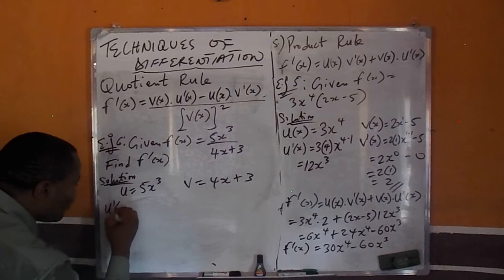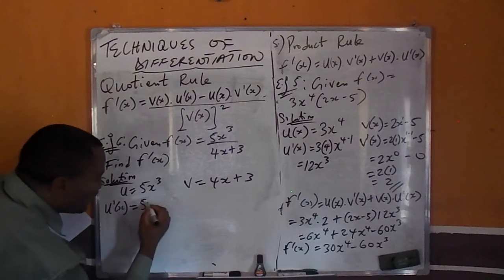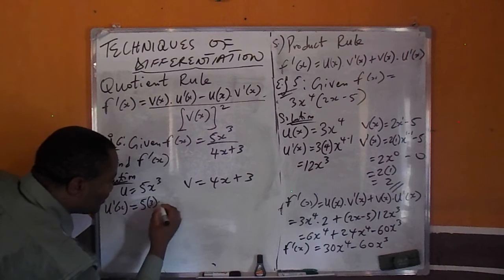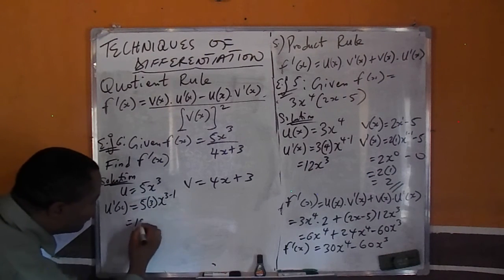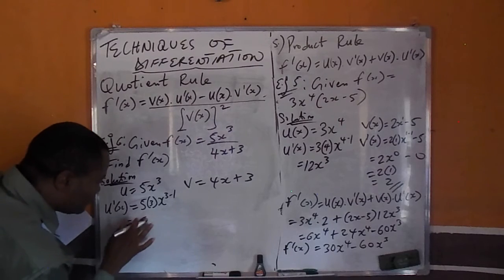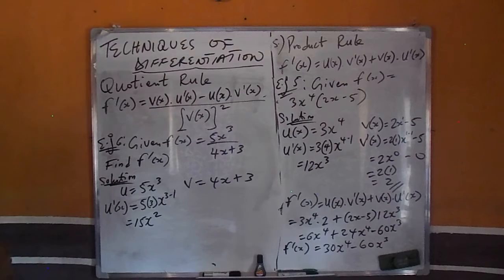Now, u prime x equals to, we have 5 here. This 3 will come here in front, 3x raised to power 3 minus 1, which equals to 5 times 3, 15, x, 3 minus 1, 2. That will be 15x raised to power 2.